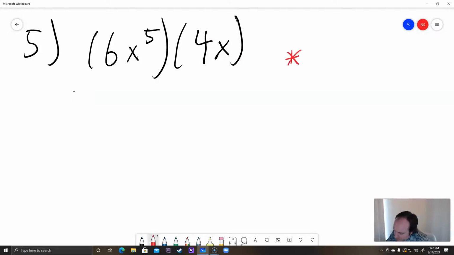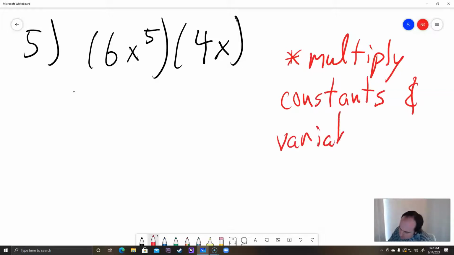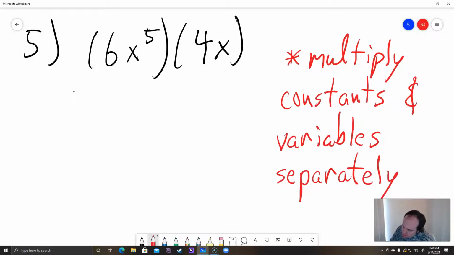Okay, so let me write that down. Multiply constants and variables separately. And when I say separately, I mean you can't combine them with one another. You can't combine a constant with a variable, or vice versa. So like here, it's sort of like terms. You're going to be doing 6 times 4. 6 times 4 is 24.